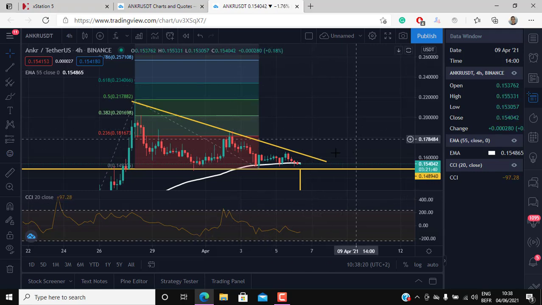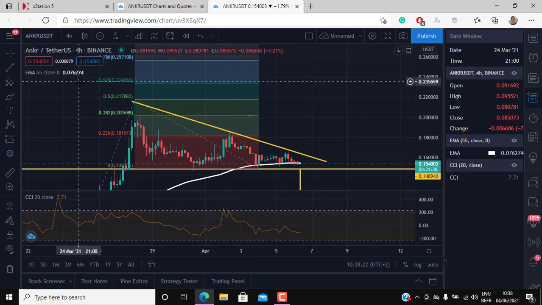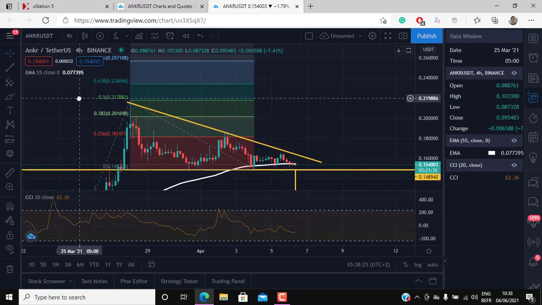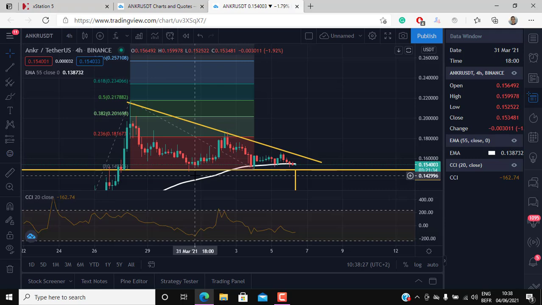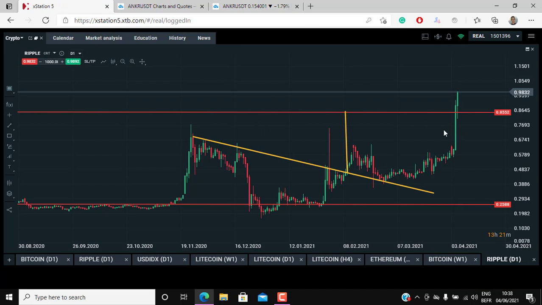Now this was it. This was ANKR USDT. In our next video we're going to be taking a look at another crypto. Let us know in the comments, but I would like to take a look at XRP, because as you can see here, XRP, we did take the highs.